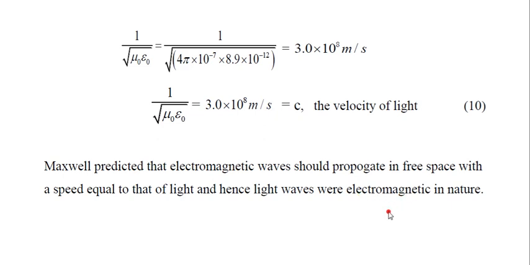Therefore, Maxwell predicted that electromagnetic waves should propagate in free space with a speed equal to that of light, and hence light waves were electromagnetic in nature.